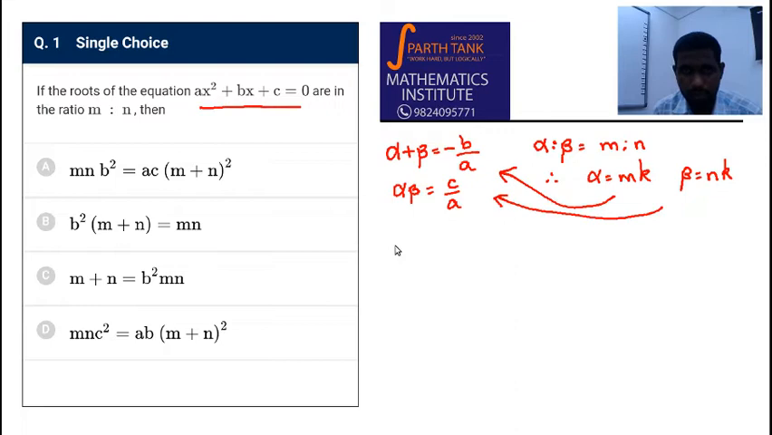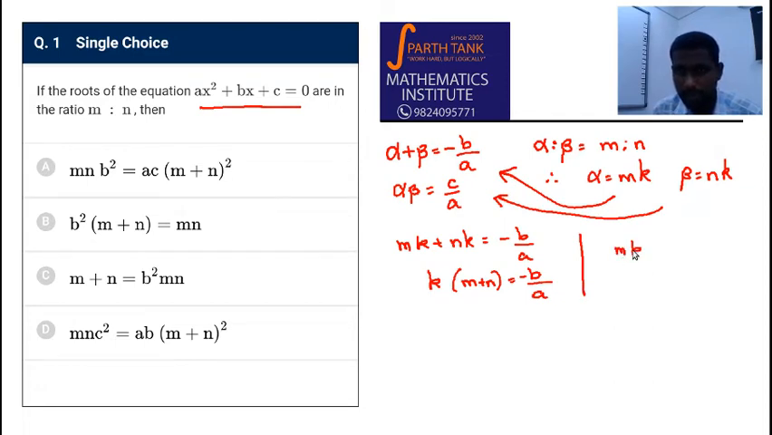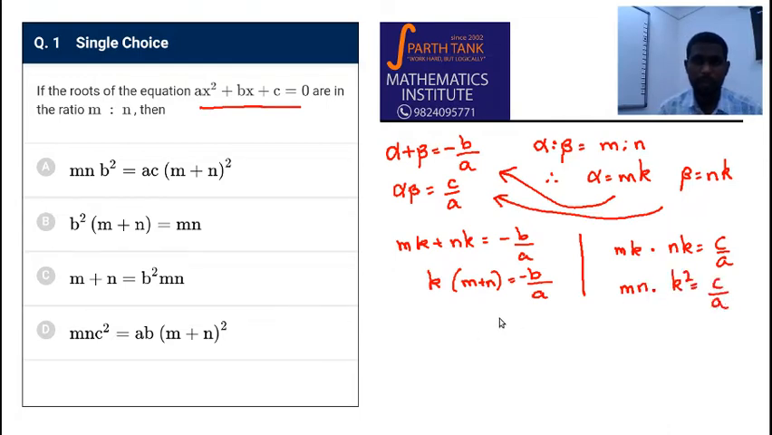What would you get? The first thing is mk plus nk will be minus b by a, or this would give us k times m plus n is minus b by a. Then in the second equation, mk into nk is c by a. Now this would give us mn into k squared is c by a. Let's call this 1 and let's call this 2. If you eliminate k from 1 and 2, we have the required relationship between m, n, a, b and c.